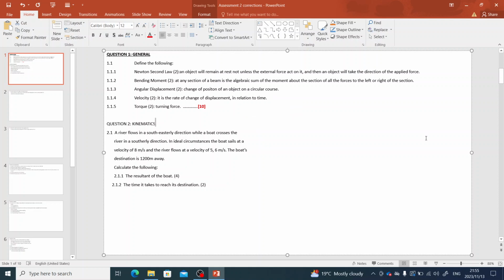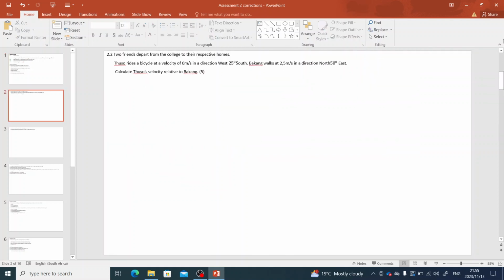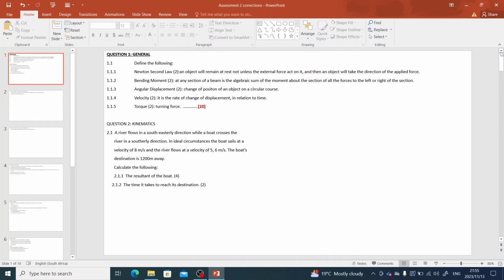Now let's look at question 2. On question 2, we are given a statement. We know that if we are given a statement, more especially when we are dealing with kinematics, we then have to convert the given statement into a vector. Then a vector diagram will indicate for us which method to use in solving the magnitude of the vector and the direction of the vector.